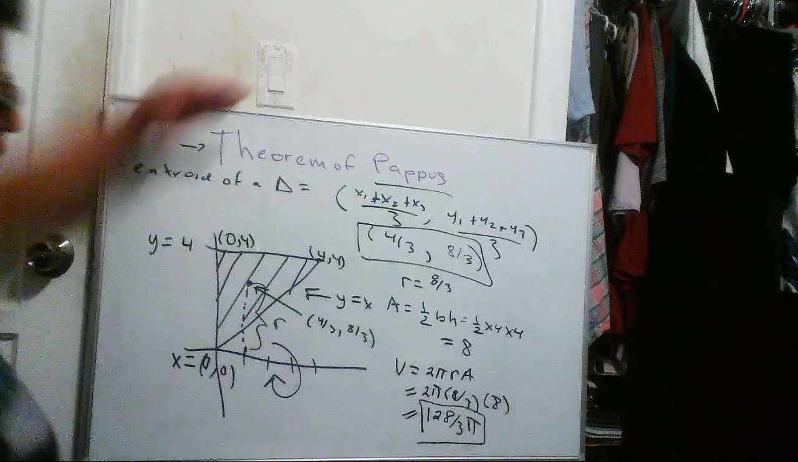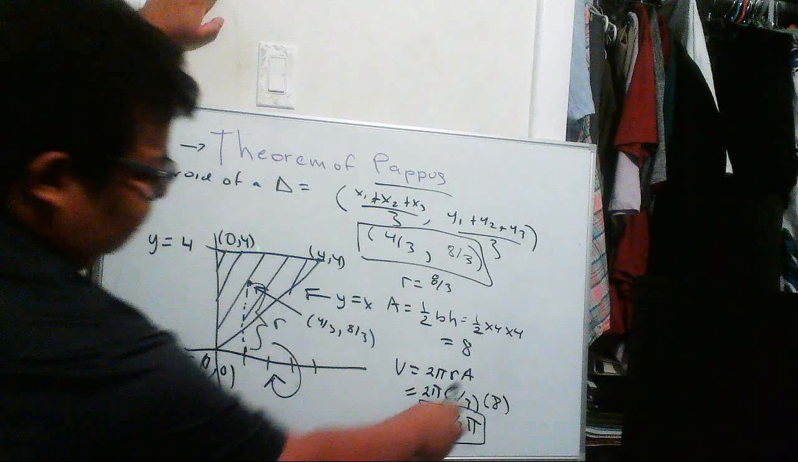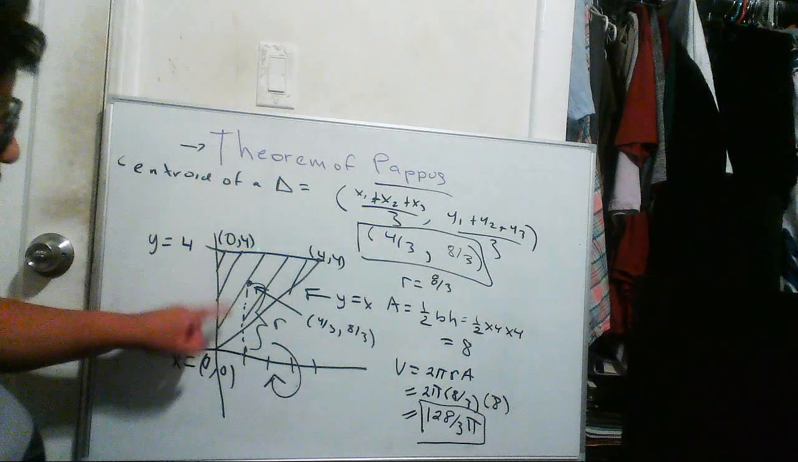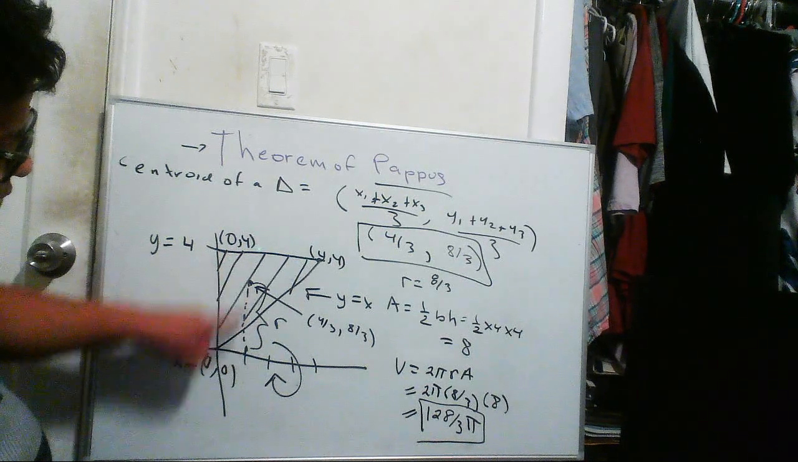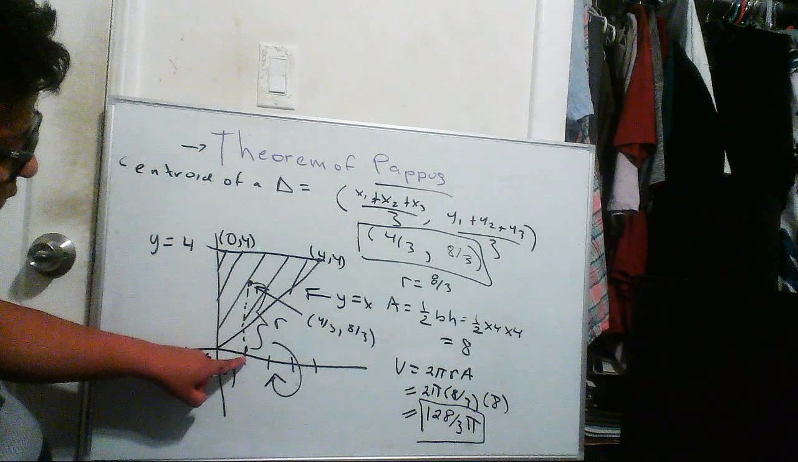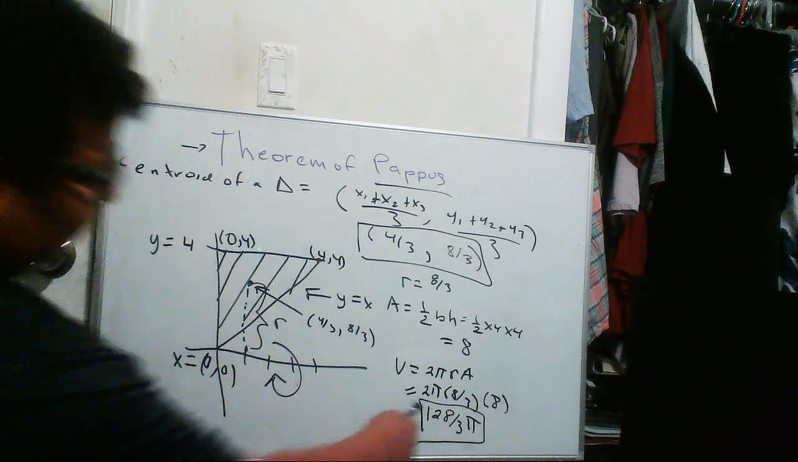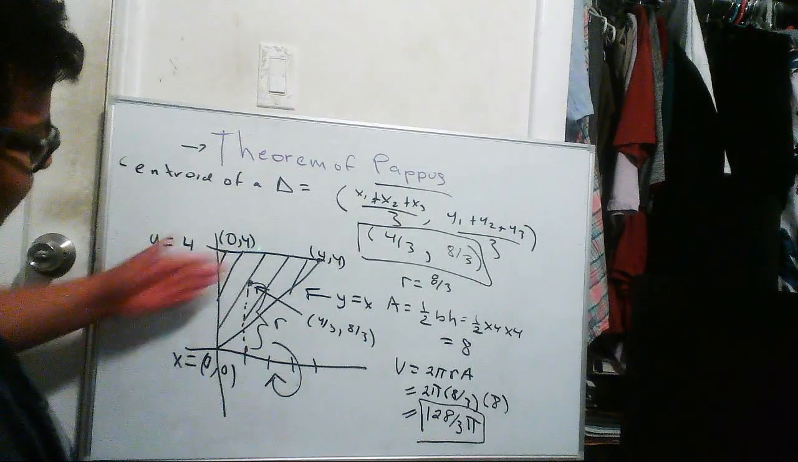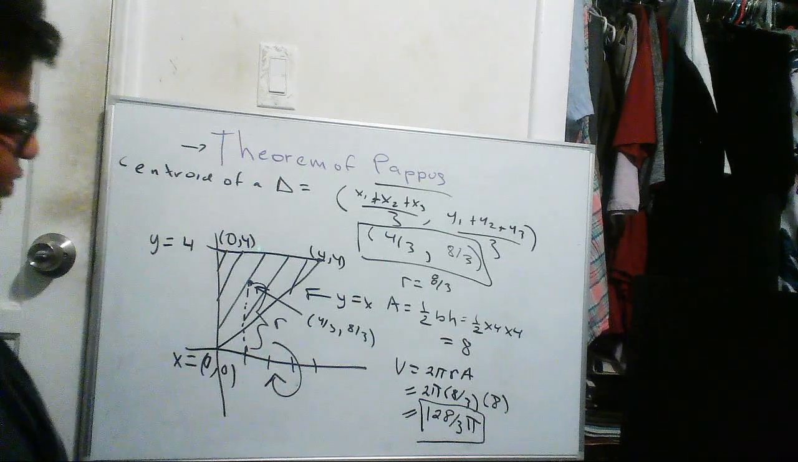So remember, for the Theorem of Pappus, the volume of a solid of revolution of a region is equal to this. First you need to find the centroid of the region, then you need to find the distance r from the centroid to the axis of revolution, and then you need to find the area of the region. Then you plug it in and you get the volume of the solid created by the region rotated about the axis of revolution.